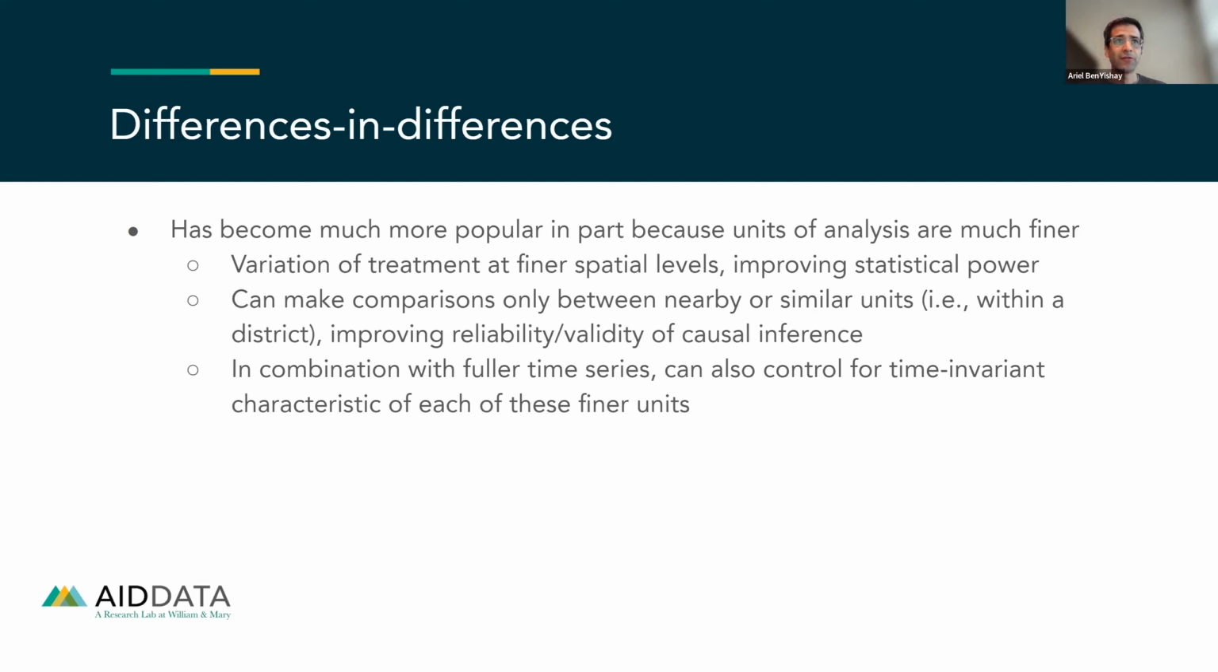That variation of treatment at finer spatial levels dramatically improves our statistical power. It's important to note, though, that what we're doing is making comparisons only between nearby or similar units, like all units within a district or even a village, even multiple plots for an individual household. And when we're doing that, we're improving the reliability or the validity of causal inference by controlling for all these other confounding factors that vary across the larger units.